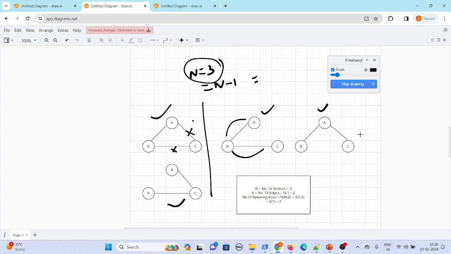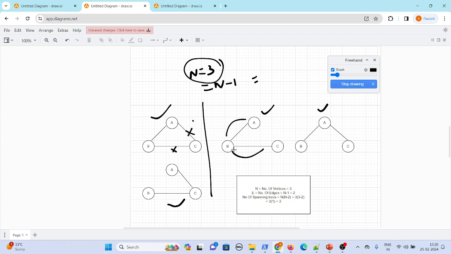But there are complex graphs where you have multiple vertices and multiple edges. So there are a few algorithms to form a spanning tree that we'll discuss in the coming videos. Okay, this is one of the properties. And coming to the other properties, let's take a complete graph.